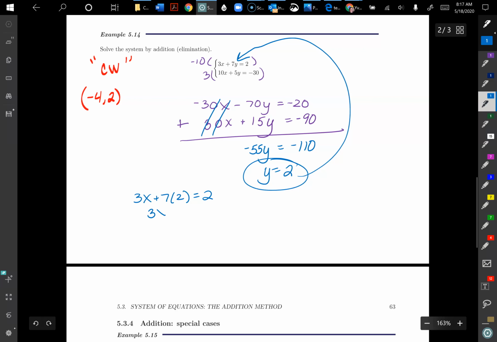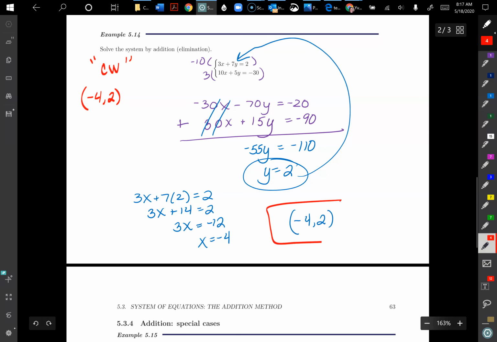So I have 3x plus 7 times 2 equals 2. And then I would have 3x plus 14 equals 2. 3x equals negative 12. X equals negative 4. And then write your answer as a point, negative 4, 2. Okay, and we already had that given for the classwork.